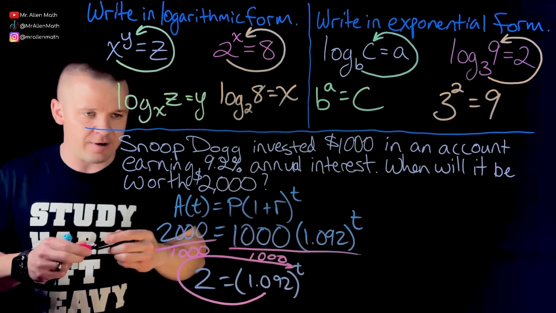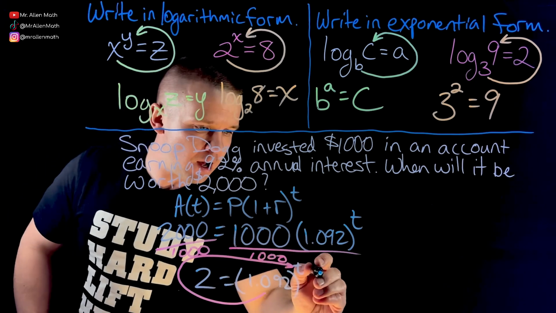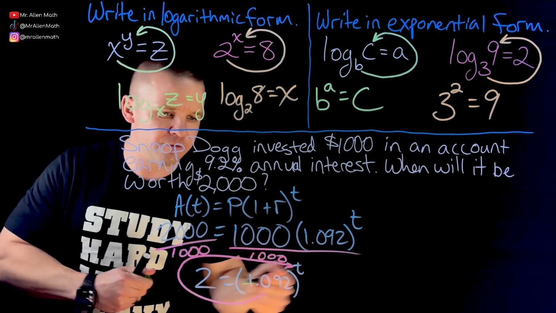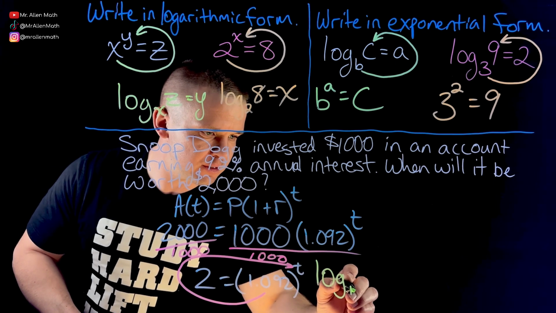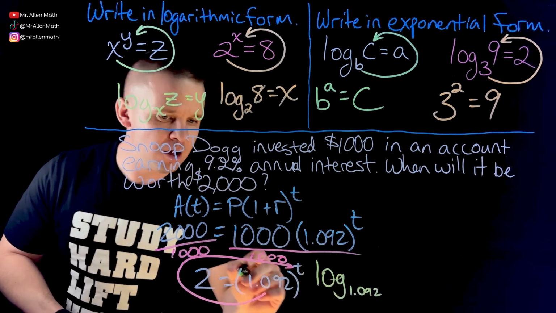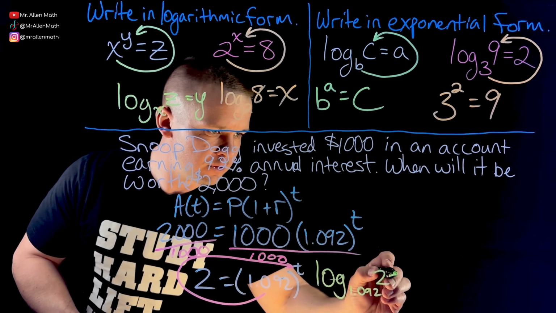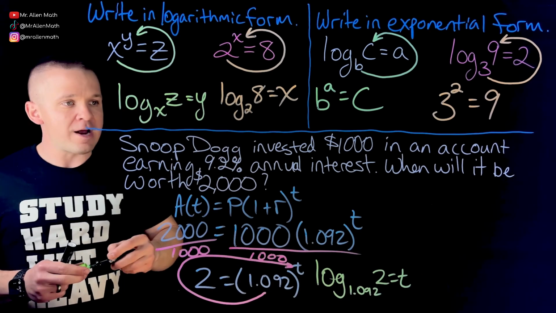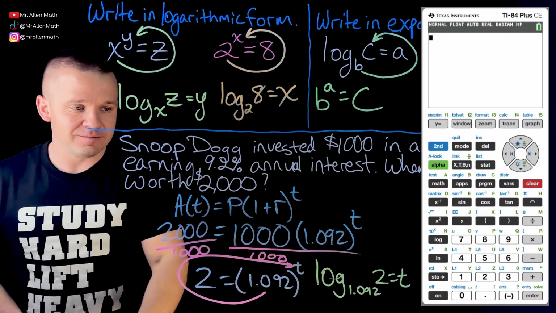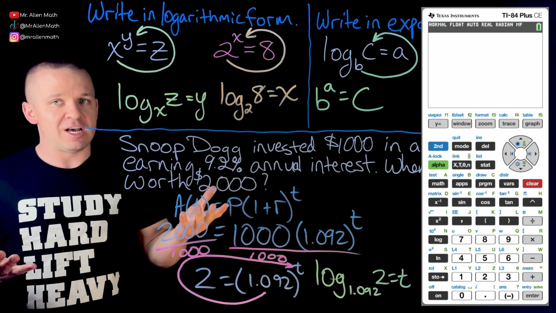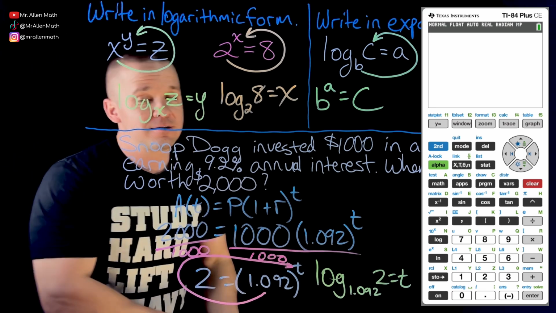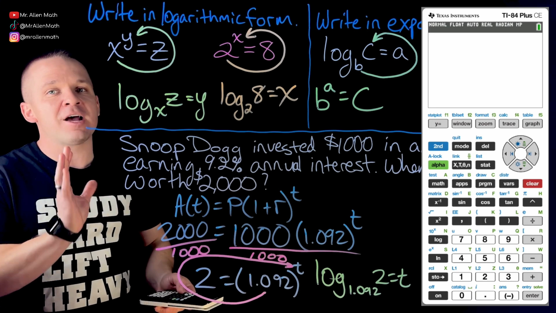So now what I'm going to have here is log, let me do this in a separate color, let's go green for this. Log base 1.092 of 2 equals t. So right now, if I plug this into my calculator, just like that, log base 1.092 of 2, it'll tell me how long it takes, okay? And it's kind of awesome. I love logs. They seem like magic, all right?